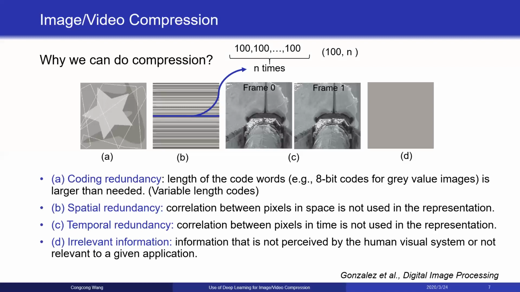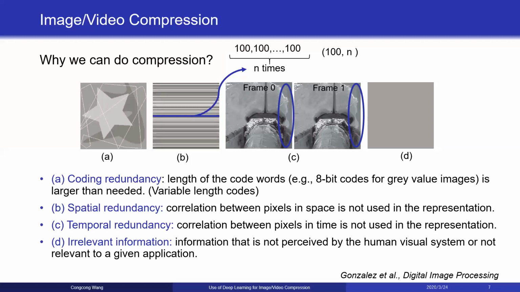Another type is temporal redundancy. For example, in picture C, frame 0 and frame 1 are quite similar. They contain a lot of overlapping information, except on the border side on the right, where there's some shift. If we save all the information of these 2 frames, that would be a waste.